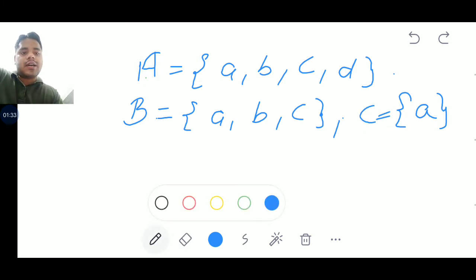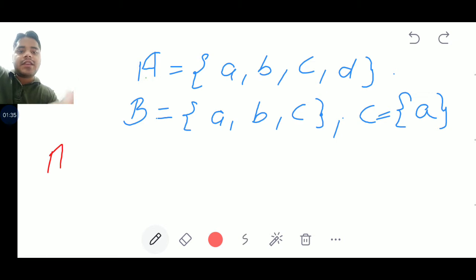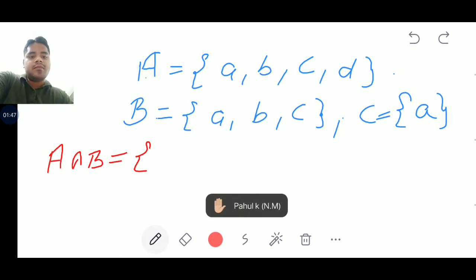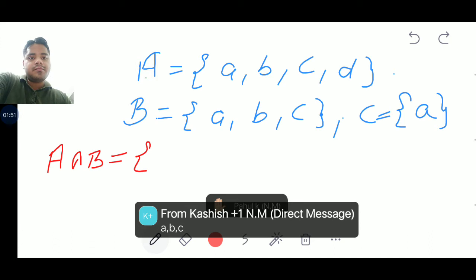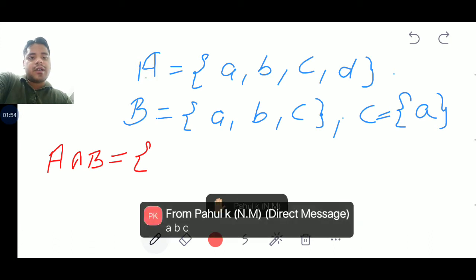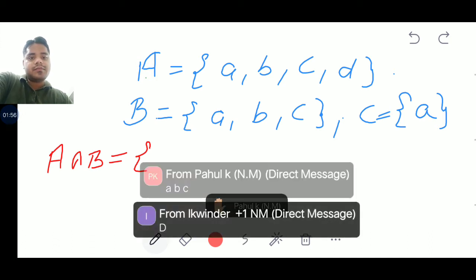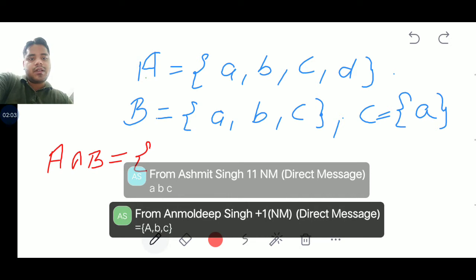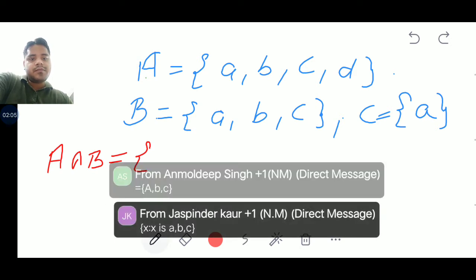So what would be the A intersection B? This is equal to what? जल्दी से चैट बॉक्स में ऐसे करो. Write the answers in the chat box. What is the value of A intersection B? Write in the chat box, Pahul. Very good, Palak, Ashmeet. Good. Anmol Deep Singh. Good.